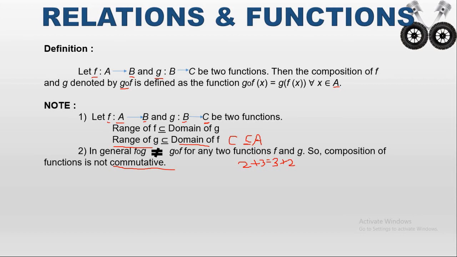But here, whenever I take two functions as a composition of functions, then commutativity is not true. That means F∘G is not equal to G∘F. That is the second note.